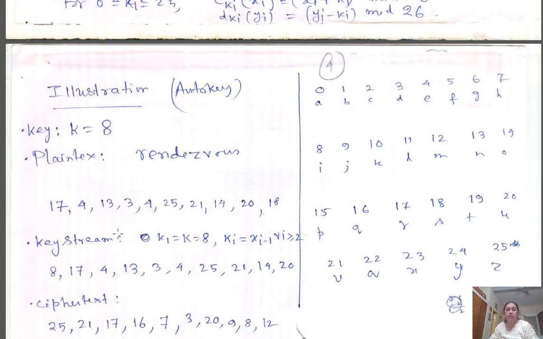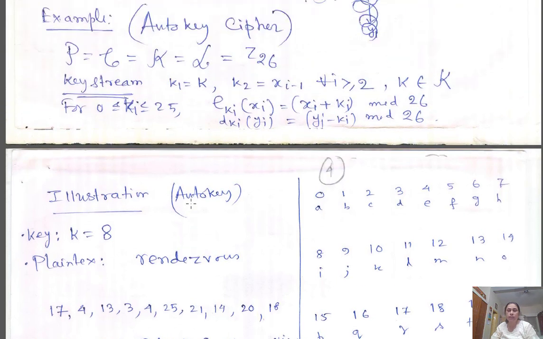So your key stream, as I said, how I generate it: initially K1 is K, the given key, then K2 is X1, K3 is X2, like that. Ki is X(i-1). So K1 is K, then K2 should be X1.